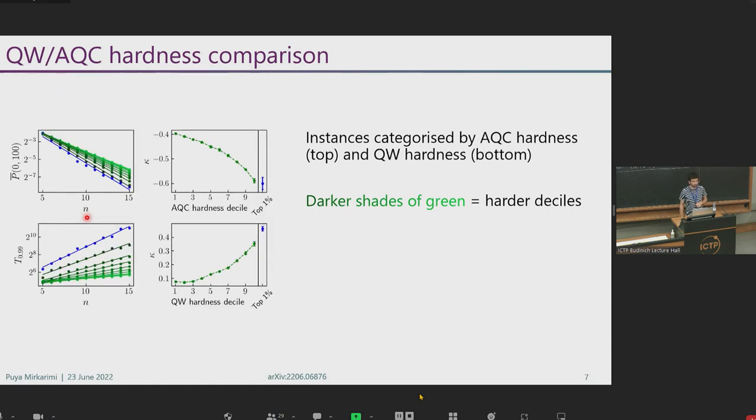In this slide, we show similar plots, but with a different comparison. We've swapped over the algorithms that are being used to categorize the hardness. So in the top, we're plotting median quantum walk success probabilities for AQC hardness deciles. And in the bottom, we're plotting median AQC durations for quantum walk hardness deciles. The fact that harder deciles correspond to harder instances shows that there's a correlation between quantum walk and AQC hardness. And looking on the right, the fact that this plot is decreasing throughout shows that this correlation does not only exist for the easier instances, but also for the harder instances.